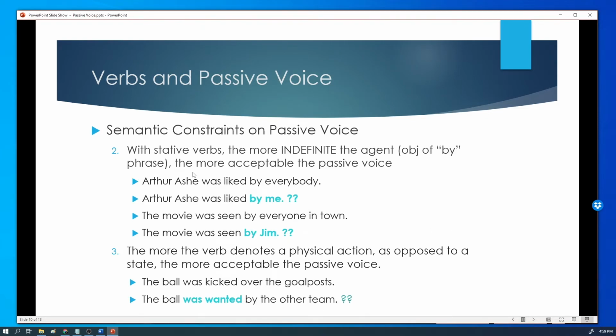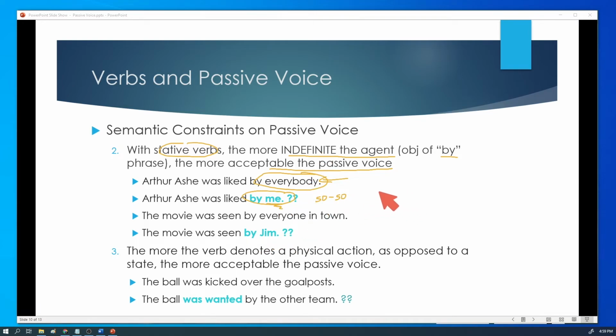Okay, other things are with stative verbs. So a stative verb is a verb that shows emotions, thinking, the senses. In this case, when you have an indefinite agent, or the object of by, the passive voice is better. So Arthur Ashe was liked by everybody. This is good because we don't know who everybody is. It's very general. Arthur Ashe was liked by me. This is so-so because it's too specific.